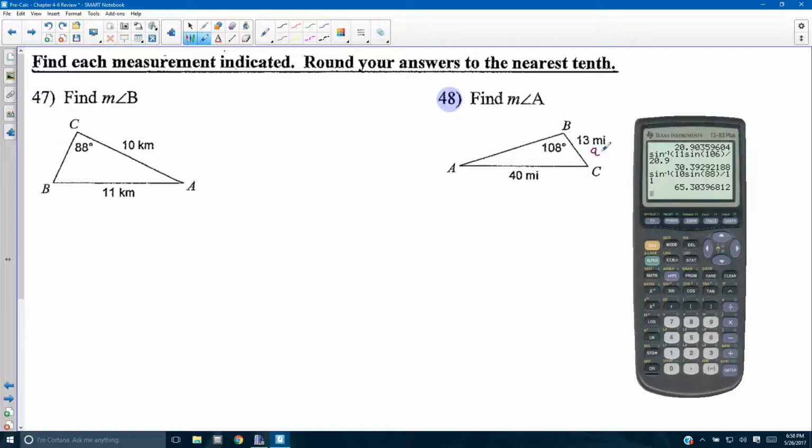Side length A is here, side length B is here. So sine of A over 13 equals sine of B, 108, over B. Let's see if we can do two steps at once here. I will multiply both sides by 13 and take the inverse sine.